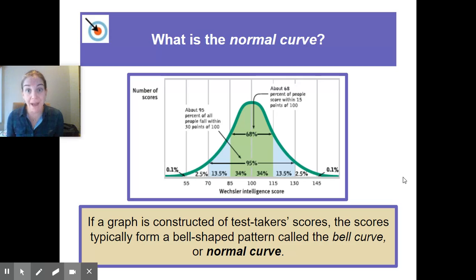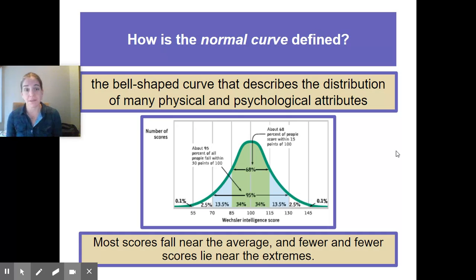Okay, blast from the past. We got the normal curve back in action. The normal curve, remember, is this symmetrical bell-shaped curve. We learned about it in the first unit when we were talking about research methods. A normal curve really describes many physical and psychological attributes, and it's very useful specifically in psychology to describe intelligence. Most scores fall near the average and fewer fall at the extremes.